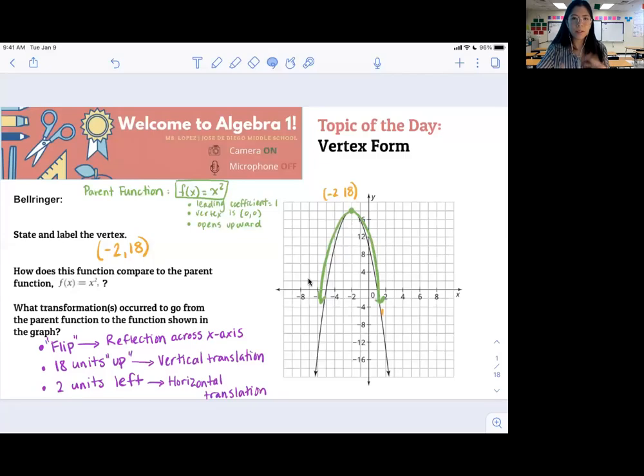Okay, so we'll review what we did yesterday. Then we're moving on to something not that new, actually, but we're going on to what we call vertex form, and we'll have a lot of practice on that today.